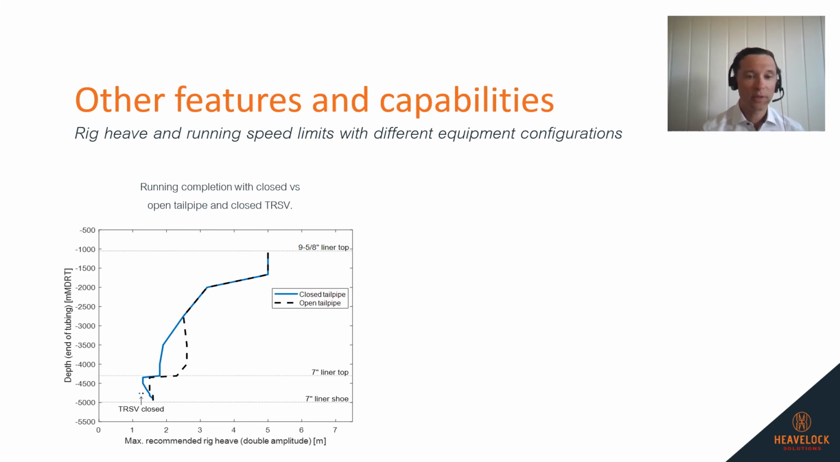And down at the left corner of this graph, you can see a point called TRSV closed. And this is a simulation we've done for testing of the TRSV, where you have to set slips for 1 or 2 hours, and the completion string will then be moving together with the rig. And the rig heave limit there is a bit lower because the TRSV is closed. There's even a bit less volume available. So the simulations are very, very accurate.